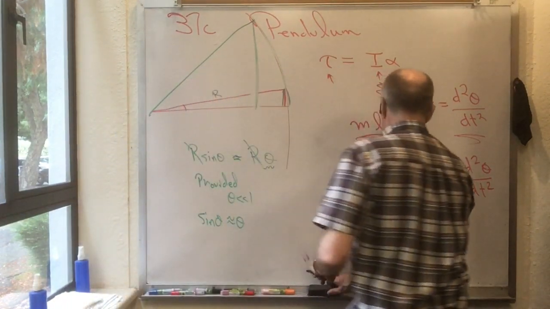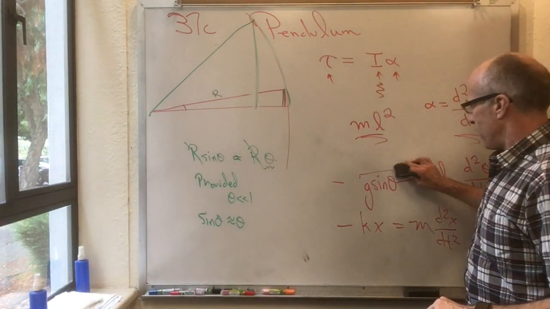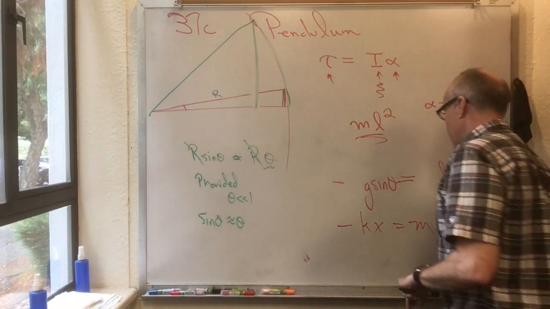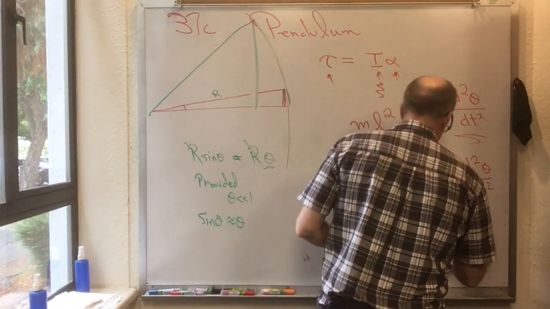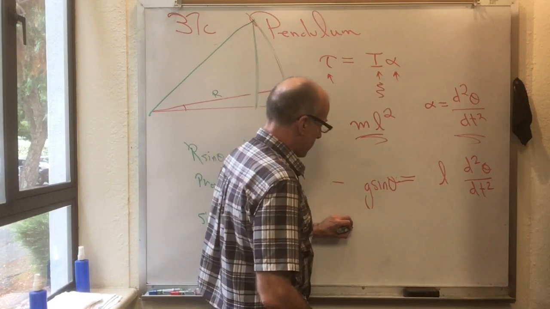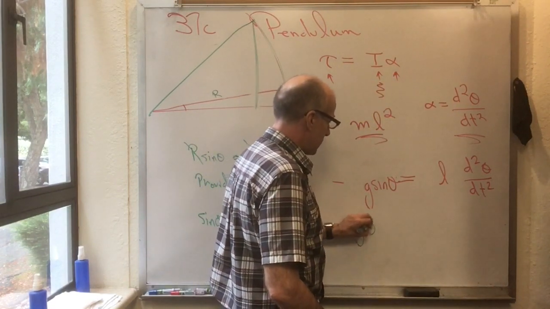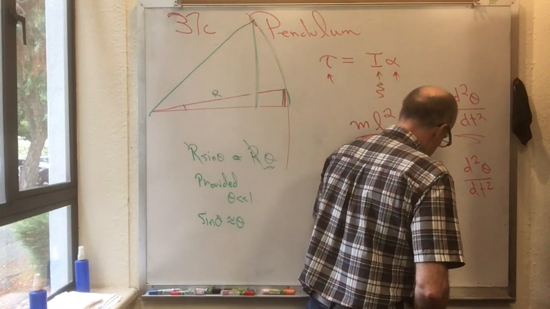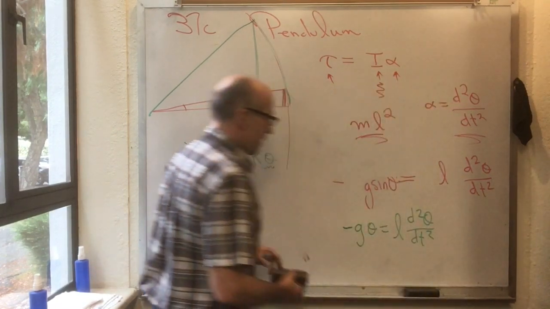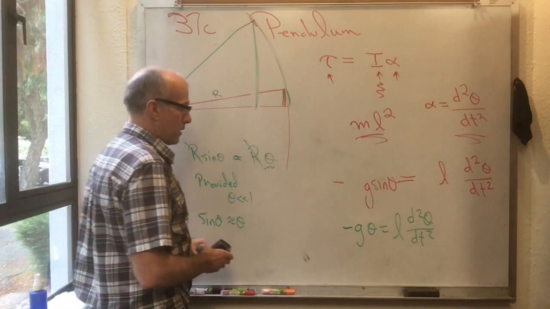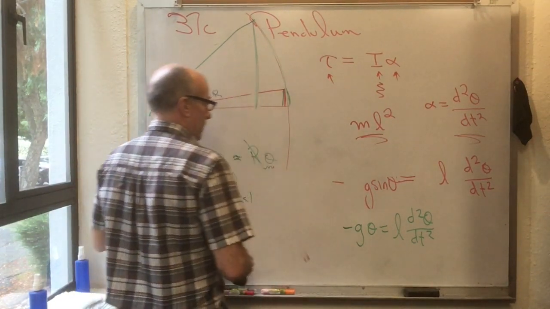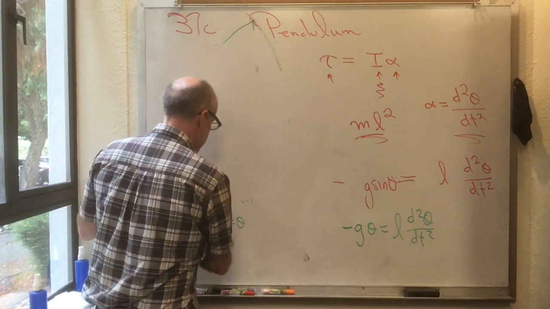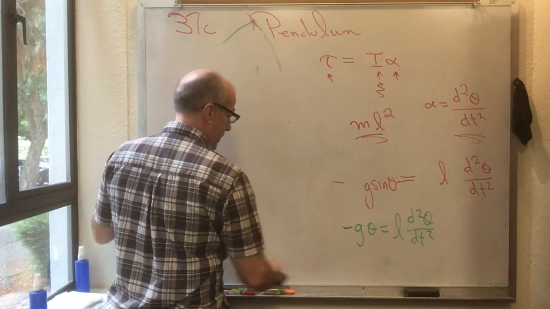So now let's stick that in here. On the left-hand side of this equation, we've got minus g sine theta. If the pendulum doesn't swing very widely, then this simplifies to minus g theta equals L d squared theta dt squared. Now that's a problem you've already solved. Now it really does look like the simple harmonic oscillator, so the solution is the same as the solution for the simple harmonic oscillator.